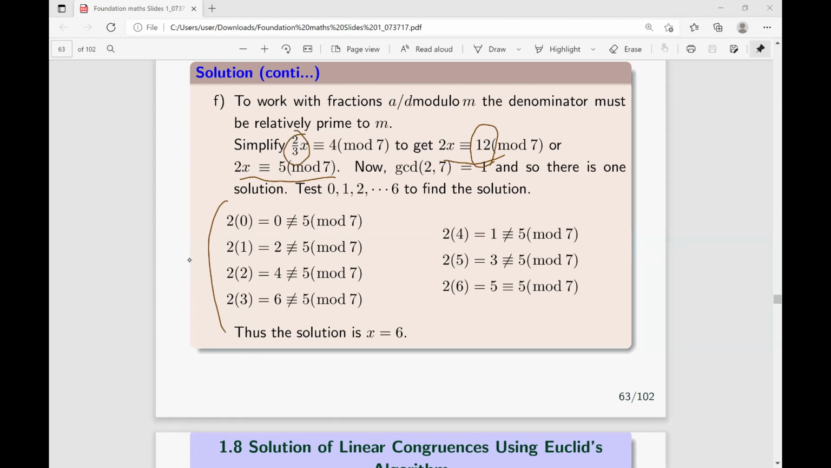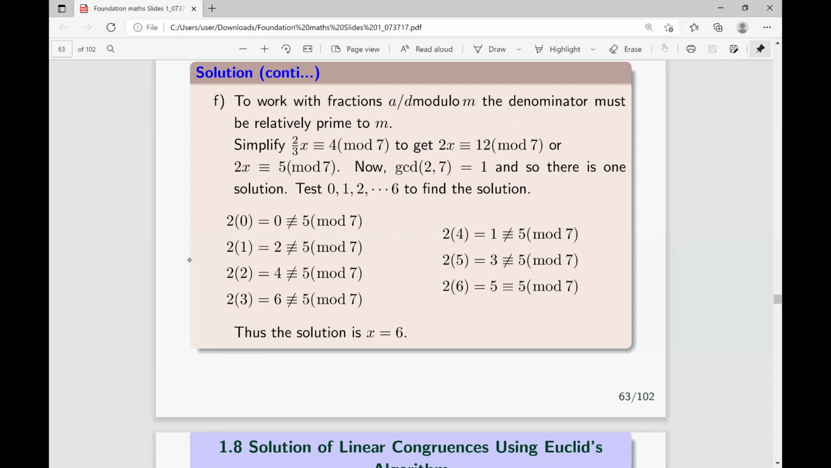Then I thought this can be written as 2 times the inverse of 3 times x is equivalent to 4 mod 7. From here, then I thought of what is the inverse of 3? And we did that. You can go through the workings as we did. But I am seeing the one that I used here is slightly different, but they give the same result.